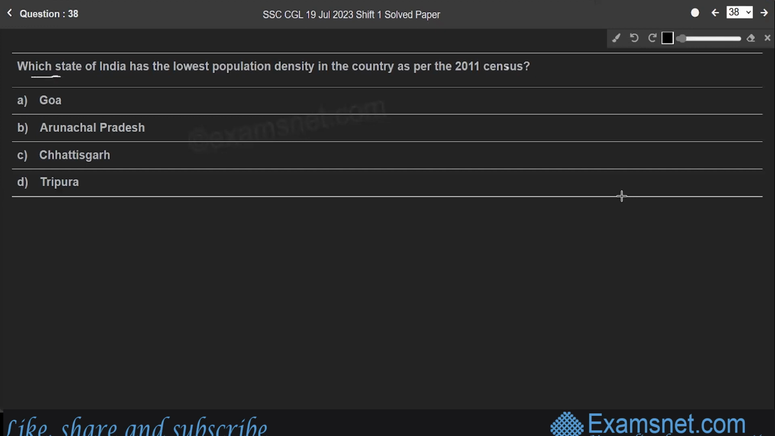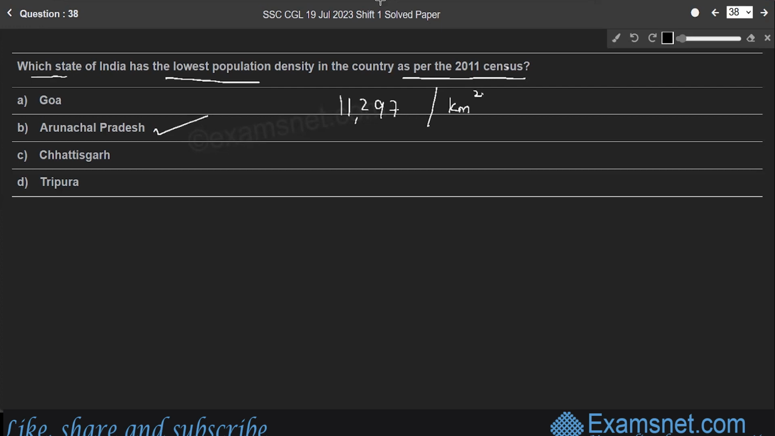Question 38. Which state of India has the lowest population density in the country as per the 2011 census? As per the 2011 census, Arunachal Pradesh. Option B is the right answer. The National Capital Region area of Delhi possessed the highest population density in 2011 amongst the states of India, with 11,297 people per square kilometer.